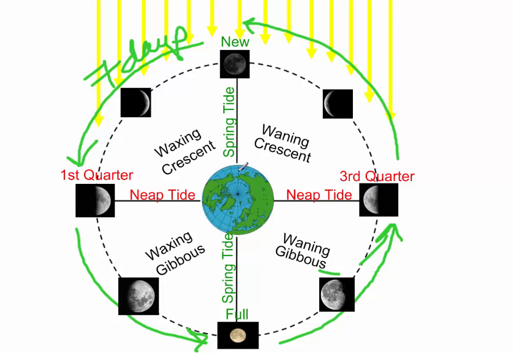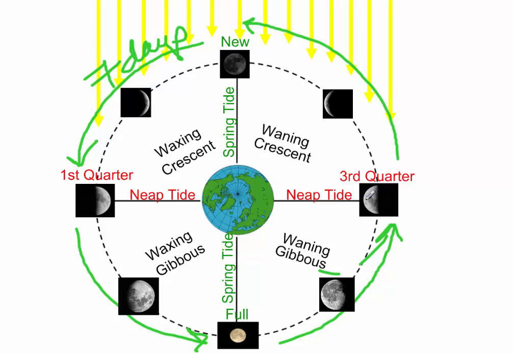How often does a spring tide happen? So we have a spring tide at a new moon, 7, 14 days till we get to our next spring tide. So we have a spring tide every 14 days. A lot of students hear the name spring tide and they think it only happens in spring, but that's not true. Every 14 days we have a spring tide.